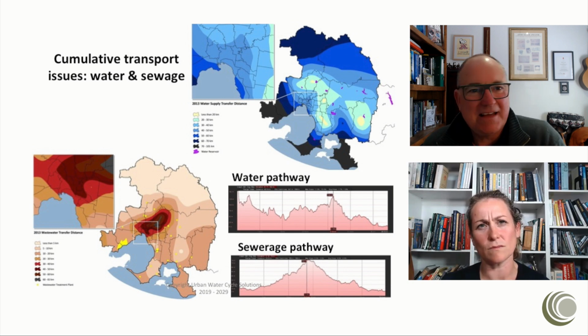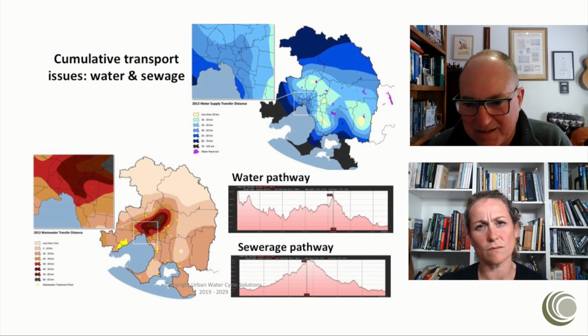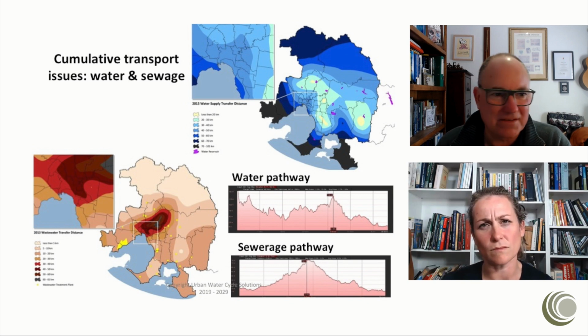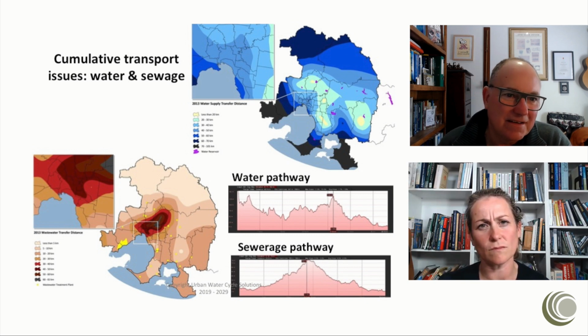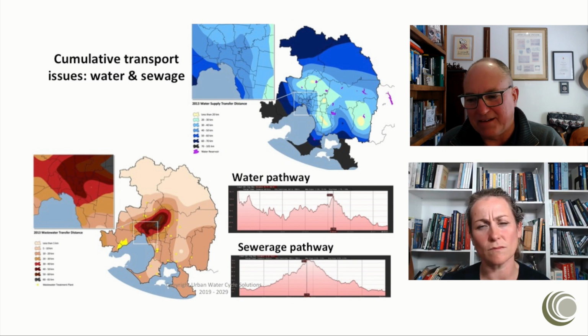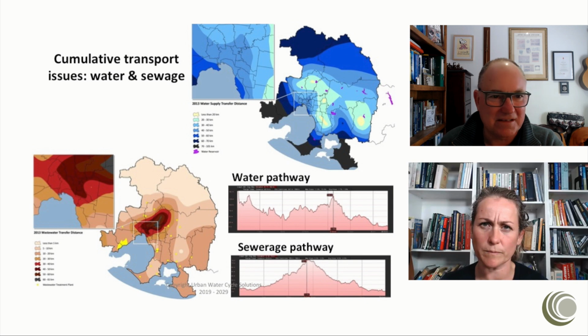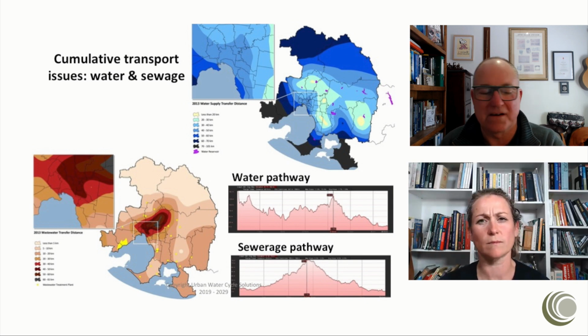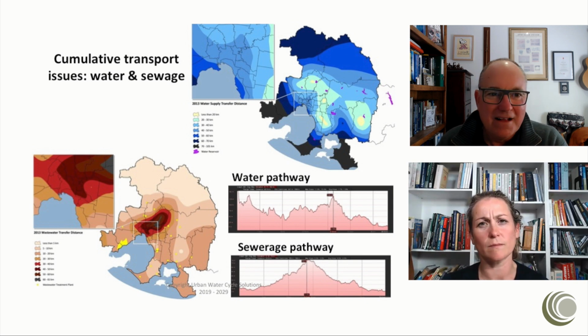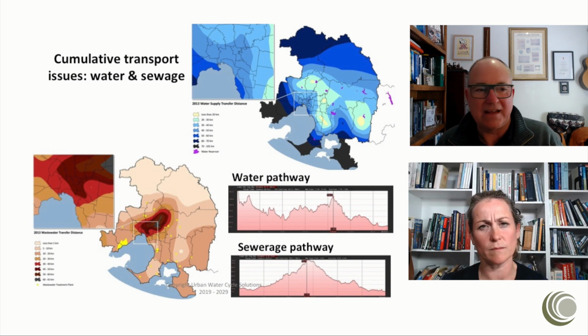So say in the middle of the brown area, close to the inner city of Melbourne for the sewage, and the almost dark blue in the water supply area, if you halve the water use in your house because you're rainwater harvesting, for example, you would dramatically change the transfer of water to that area and the disposal of water as sewage away from that area. You're dramatically changing your water and sewage miles.